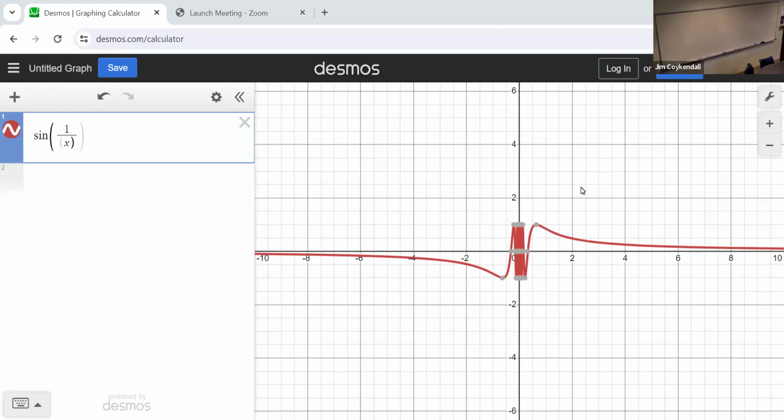Everybody knows what sine x looks like, right? It's just a wave, right? And the waves are kind of equally spaced. Sine of 1 over x kind of reverses both ways. As x goes to infinity, this goes to 0, right? So it's flat. So this is just one big wave here.